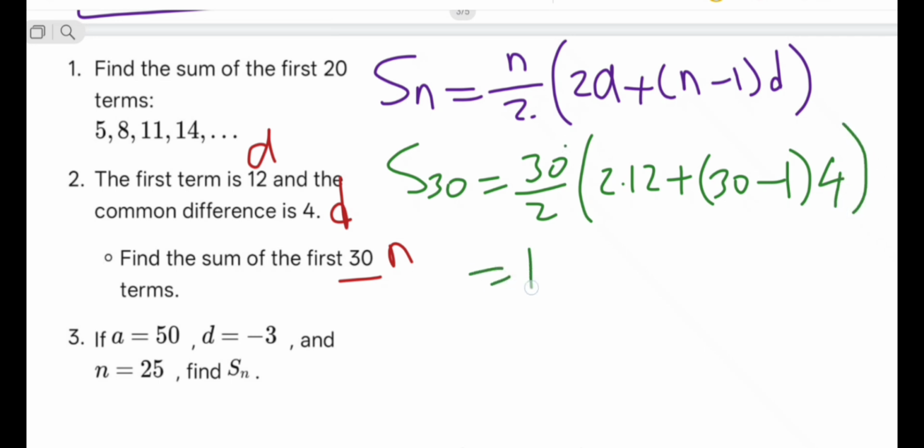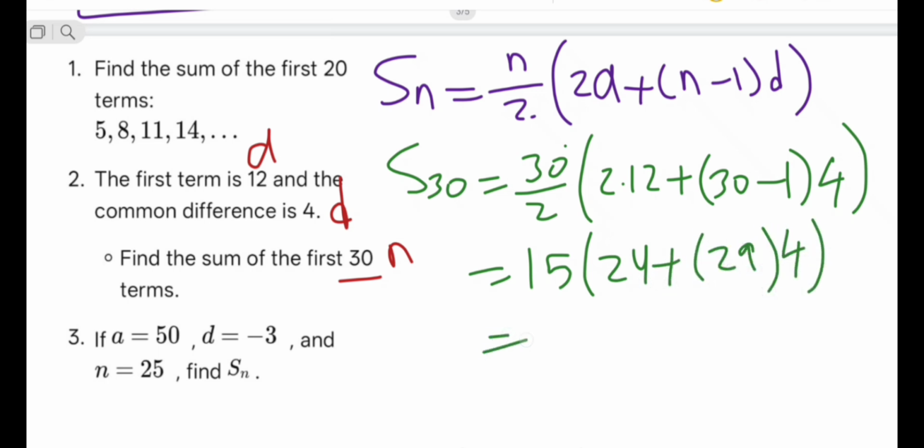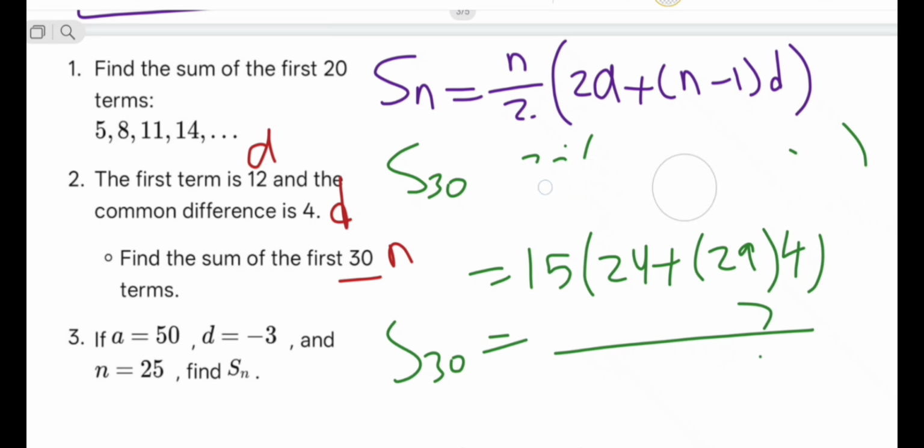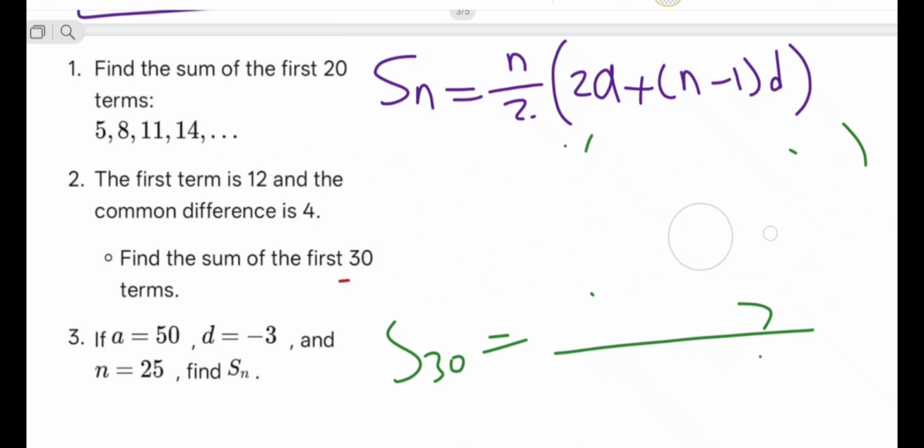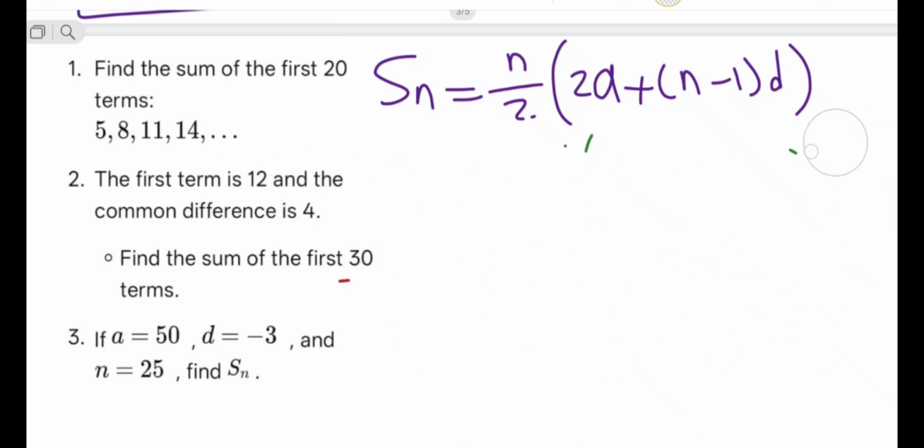Simplified, 30 divided by 2 is 15. 2 times 12 is 24. 30 minus 1 is 29. Times 4. Now you will just simplify by using a calculator. You will get the answer. Okay, now look at the next question. In the next question, they gave you again a, d and n. You will find Sn. The same thing, you will just substitute.